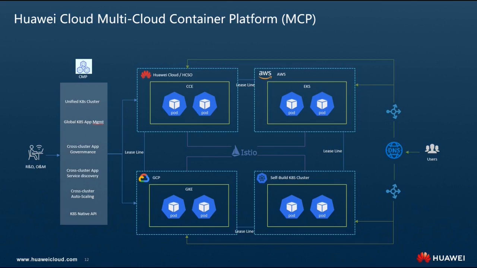Cross-cluster service discovery. MCP supports federated service creation and cross-cluster service discovery. It implements service region affinity based on the proximity access principle. In this way, when a service is deployed in multiple regions, the one in the region where the user is located is preferentially accessed, reducing network latency.